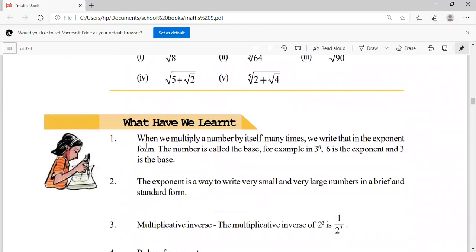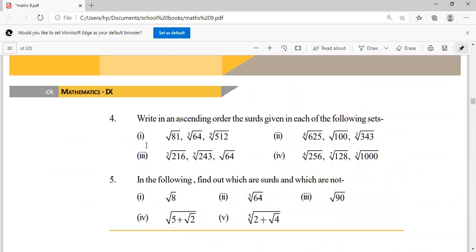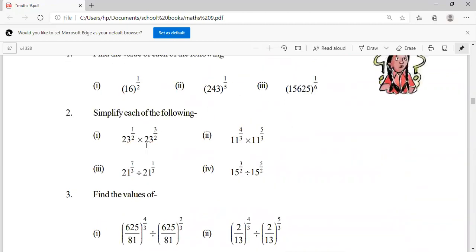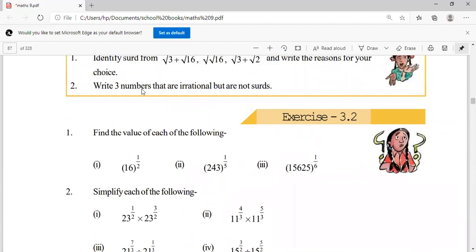So students, this was the chapter number 3 of yours, and in this way, in today's class, your chapter is completed now, and you have to complete your notebook by yourself, and you have to be ready always to be checked. Okay, thank you.